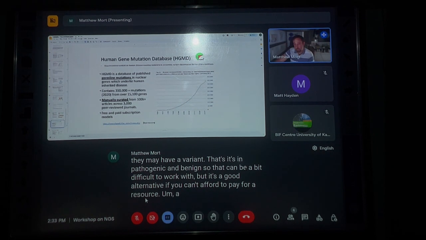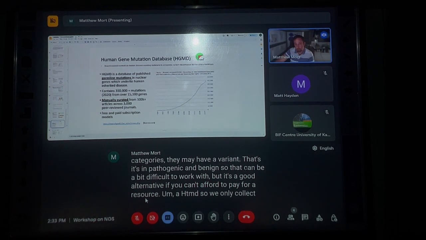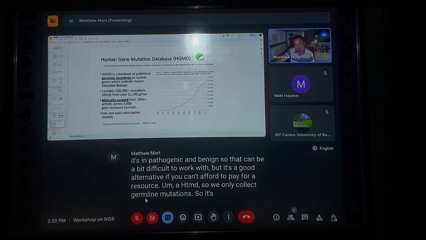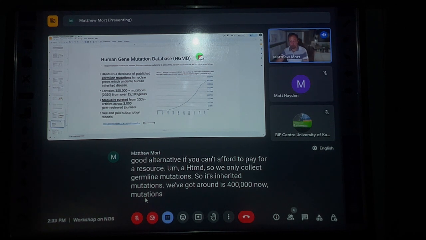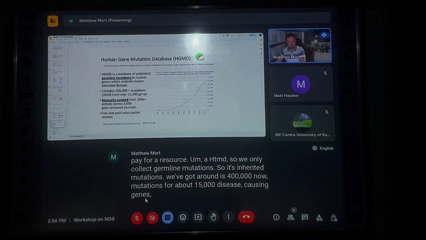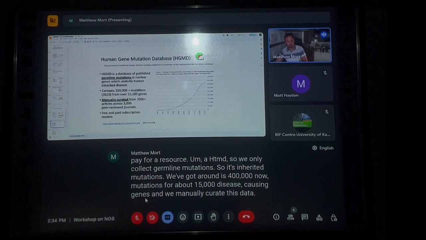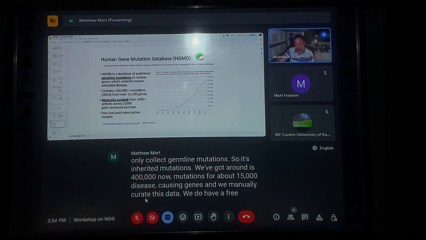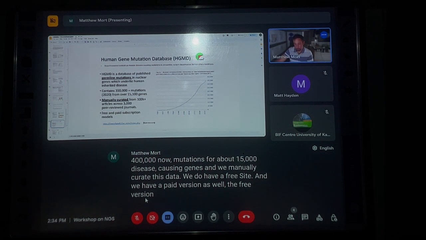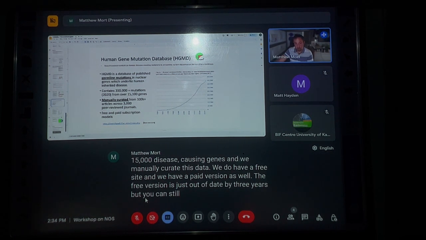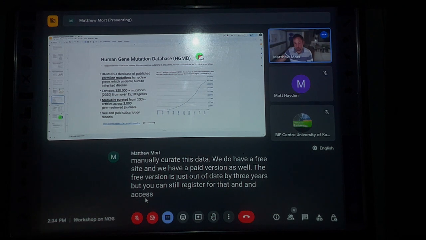At HGMD, we only collect germline mutations, so that's inherited mutations. We've got around 400,000 mutations now for about 15,000 disease-causing genes. And we manually curate this data. We do have a free site, and we have a paid version as well. The free version is just out of date by 3 years, but you can still register for that and access the data.